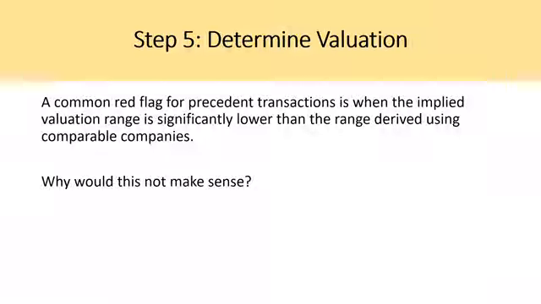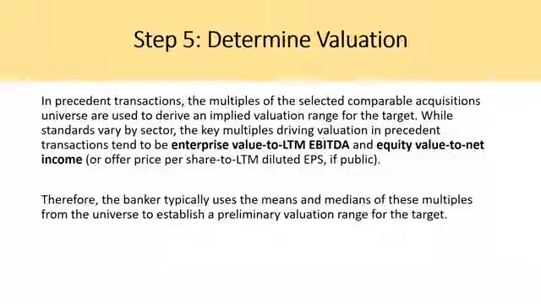A common red flag for precedent transactions is when the implied valuation range is significantly lower than the range derived using comparable companies. And this makes sense because we talked about that premium that's paid for acquiring a company relative to the current market valuation of that company, whether it's through synergies or because of a strategic buyer. The multiples should be higher. And if the implied valuation range is lower from the precedent transactions than the comparable companies analysis, then you probably did something wrong, or you missed some information. So that's really important.